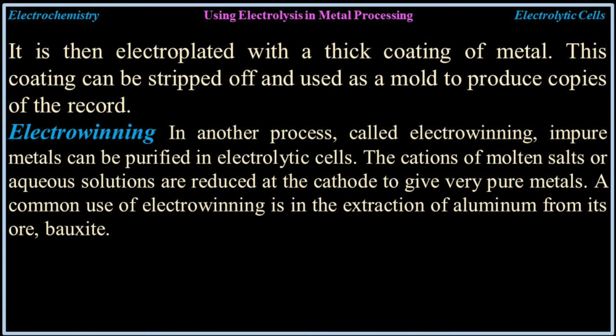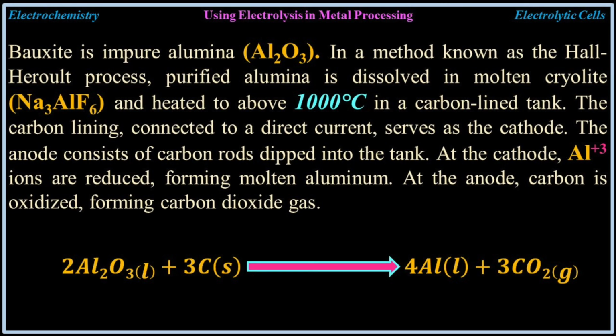Electrowinning. In another process, electrowinning, impure metals can be purified in electrolytic cells. The cations of the molten salts or aqueous solutions are reduced at the cathode to give very pure metals. A common use of electrowinning is the extraction of aluminum from its ore, bauxite. Bauxite is impure alumina. In a method known as the Hall-Héroult process, purified alumina is dissolved in molten cryolite and heated to above 1000 degrees Celsius in a carbon-lined tank.